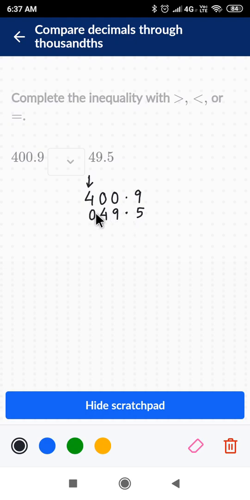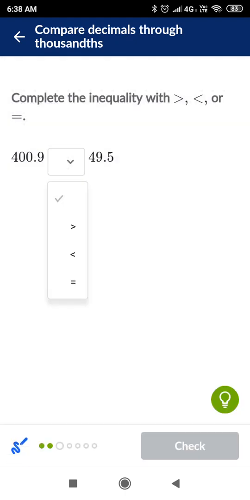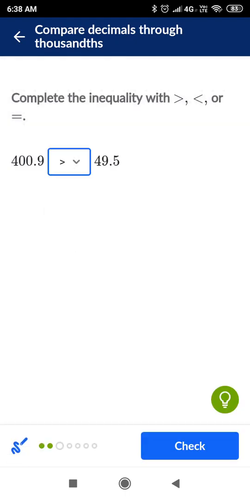Now remember this, that in a decimal number you can put zeros on both sides. The last sum we put it on the right side. In this sum we are putting it on the left side. We can also put it on the right side. So putting zeros on the left of a decimal number as well as on the right of a decimal number does not change the value of the number. So the answer is 400.9 is greater than 49.5.